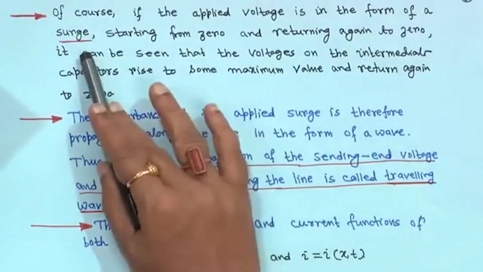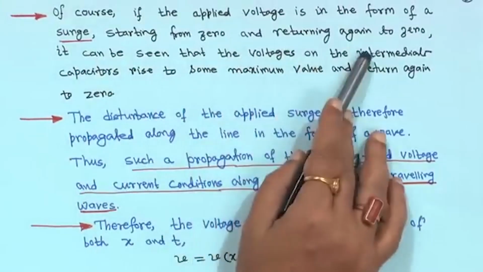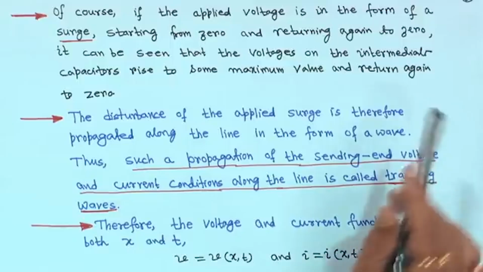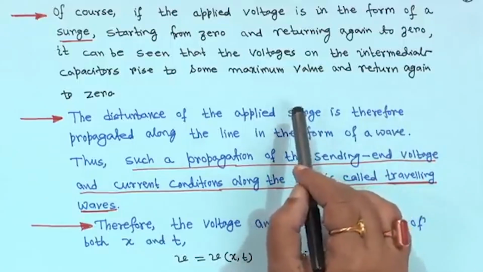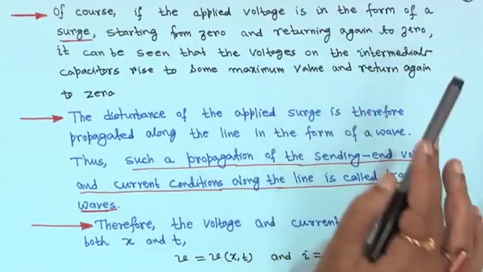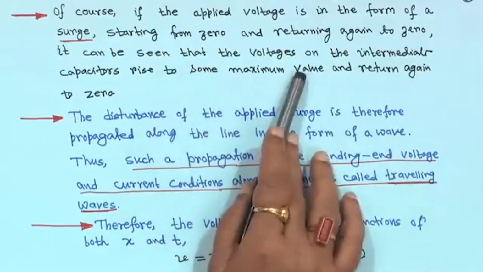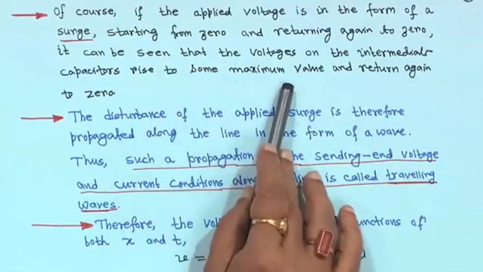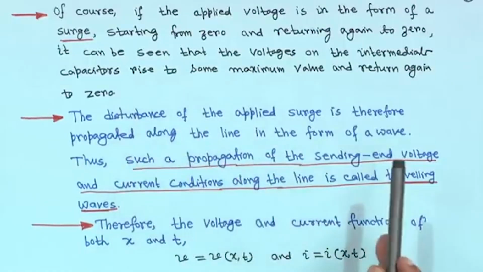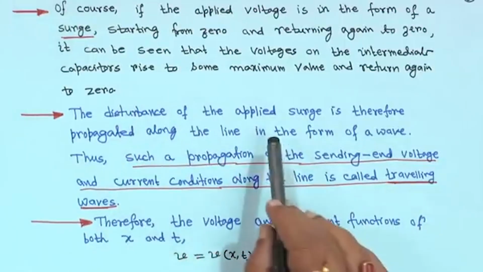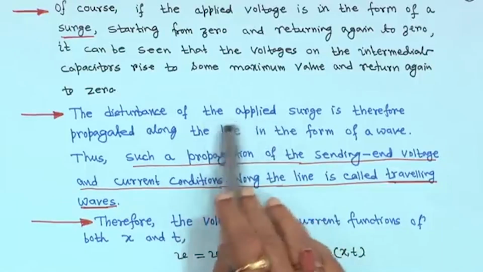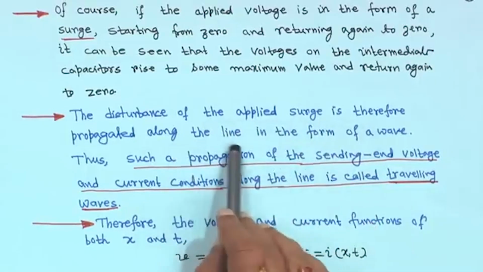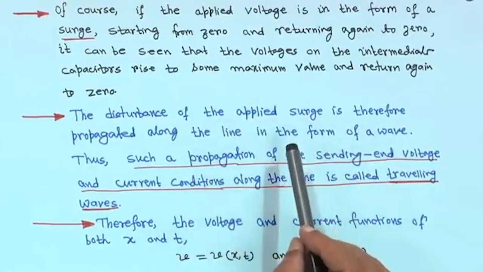If the applied voltage is in the form of a surge, starting from 0 and returning again to 0, then it can be seen that the voltage on the intermediate capacitor rises to some maximum value and again returns to 0. So, the disturbance of the applied charge is therefore propagated along the line in the form of a wave.